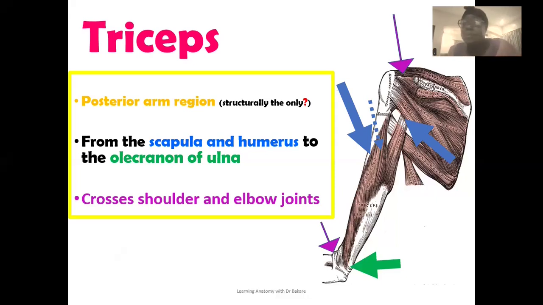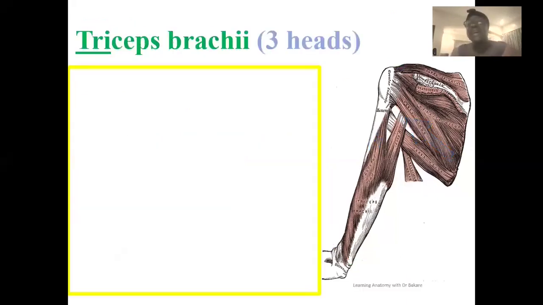And we'll be highlighting more on this when we get to the region where we'll be describing the actions of this muscle. Now let's drive further to highlight the different heads of the triceps brachii. Don't forget that this muscle is made up of three heads. It is seen to have a medial head.